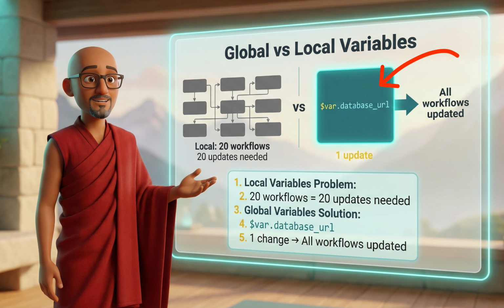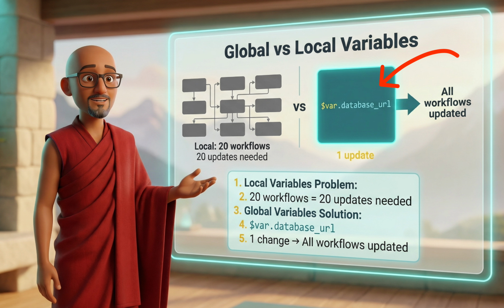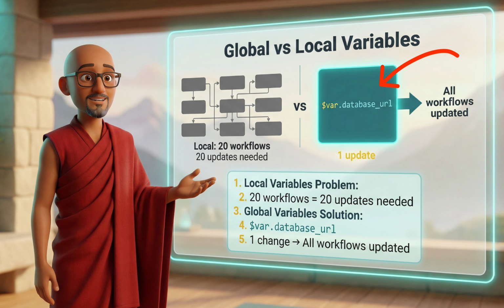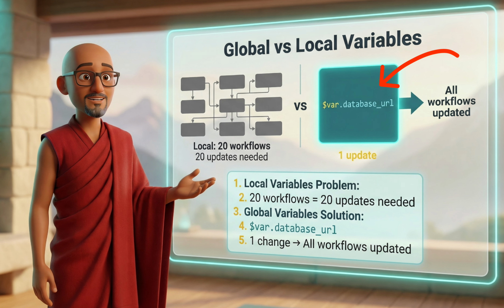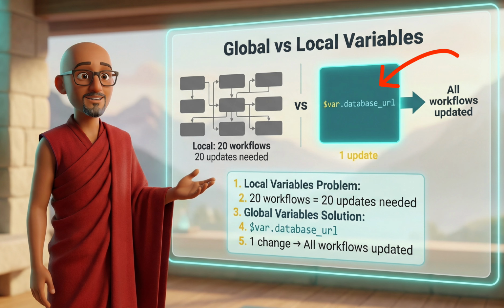But in your workflows, you can refer everywhere as $var.database_URL, and you won't need to change anything in any workflow. Whenever you decide to change the URL or rehost your database somewhere else, you just change the value at one place and all your workflows which are referencing this variable get updated.